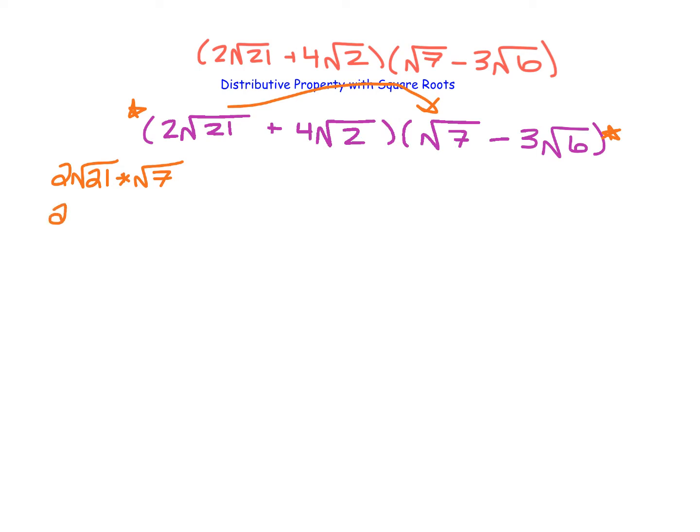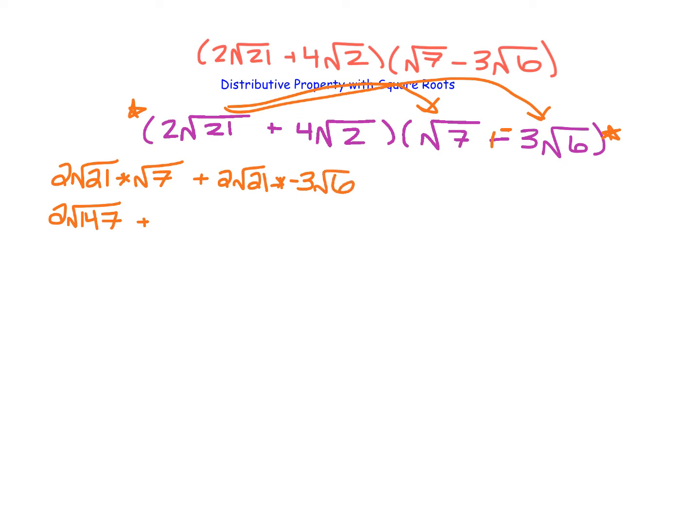So this would just be 2, and then if I multiply 21 times 7, I get 147. So there's our first multiplication. Then from here, I'm going to take 2 square roots of 21 times negative 3 square roots of 6. So I'm going to use keep change here. So here I have plus 2 square roots of 21 times a negative 3 square roots of 6.